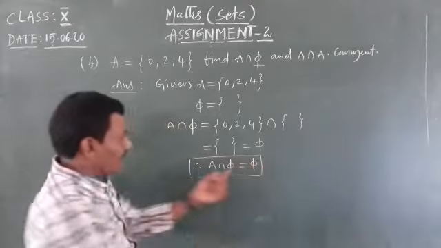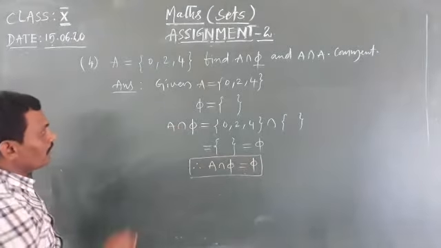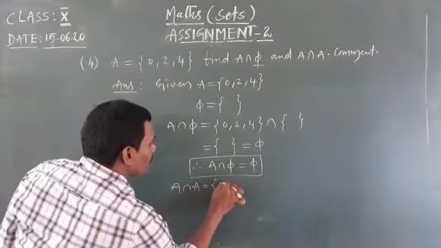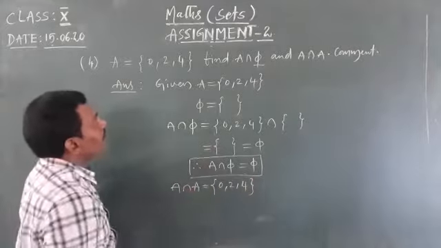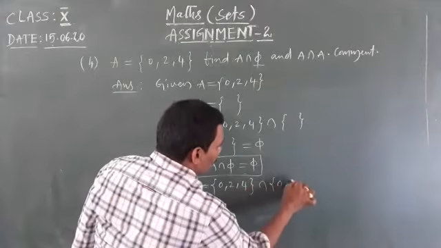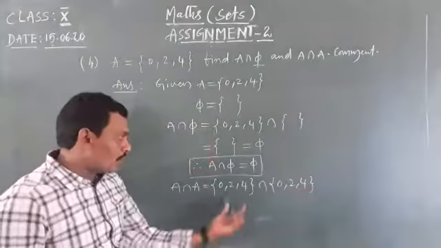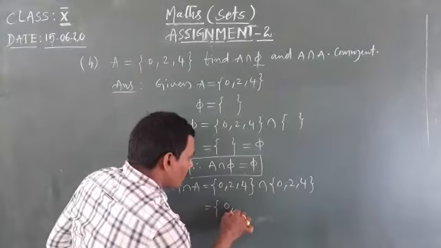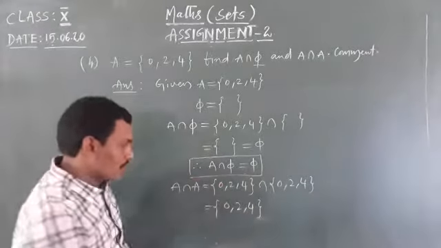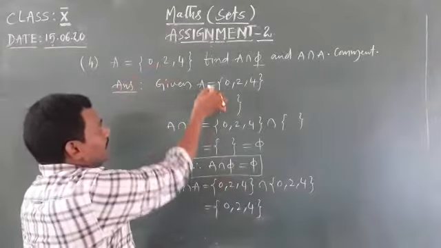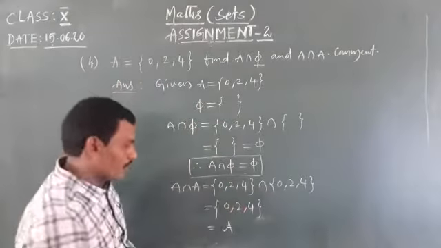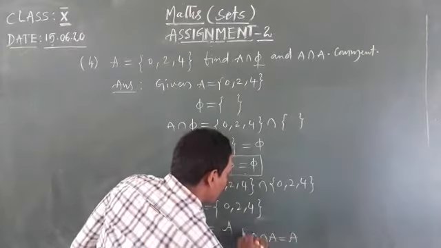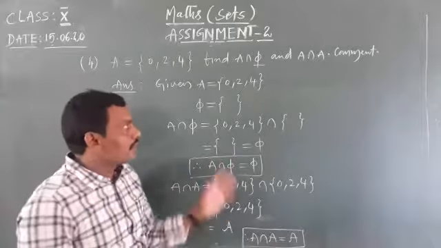Now the second one: A intersection A is equal to {0 to 4} intersection {0 to 4}. Observing the common elements in both sets, they are 0 to 4, so the answer will be A. So what is the comment? A intersection A is equal to A. So this is the answer.